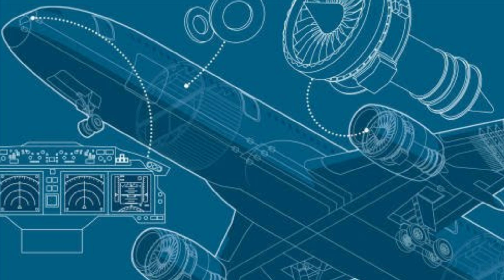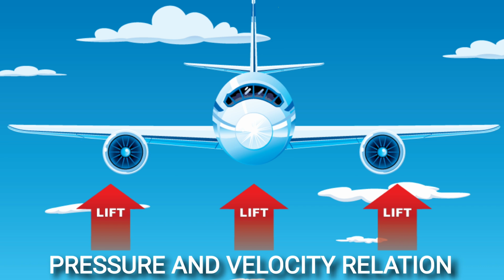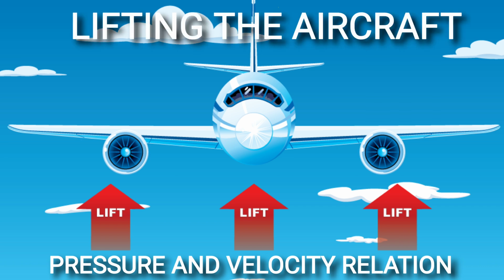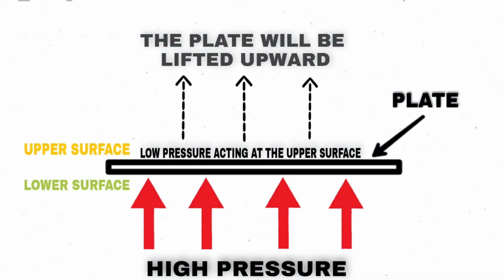So now let's get into the main topic, how this relation between pressure and velocity helps in lifting the aircraft. So here we are taking a plate, and a high pressure is acting on the lower surface of the plate and low pressure on the upper surface of the plate. The high pressure on the bottom of the plate pushes the plate upwards and the plate is lifted, as easy as that. Now let's replace this plate with an aircraft wing. Same forces act on the wing as on the plate.